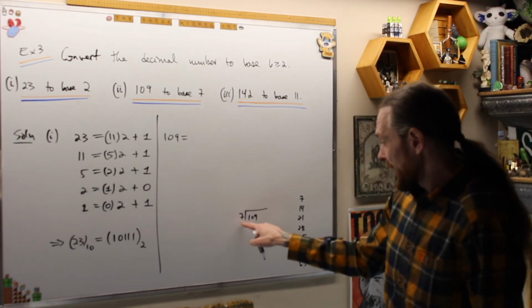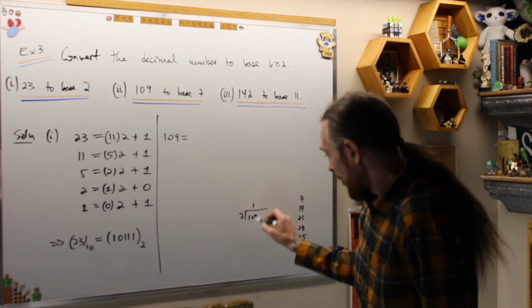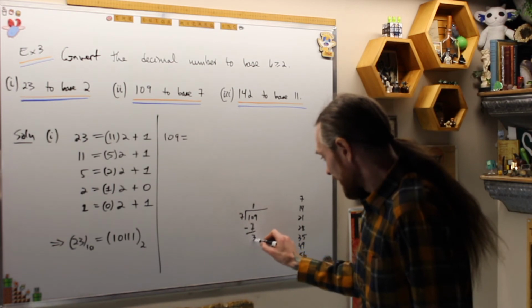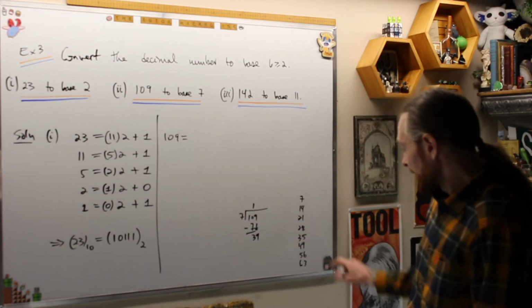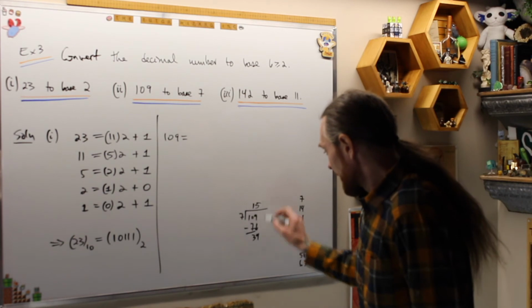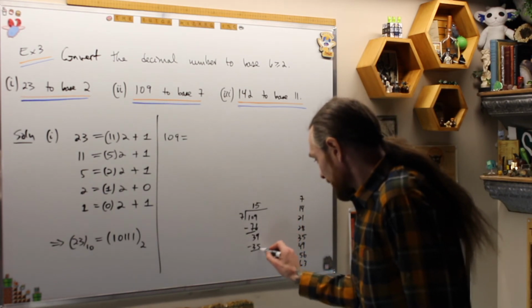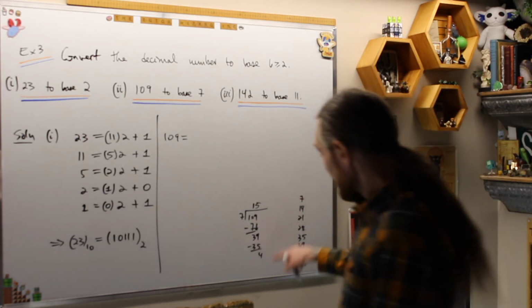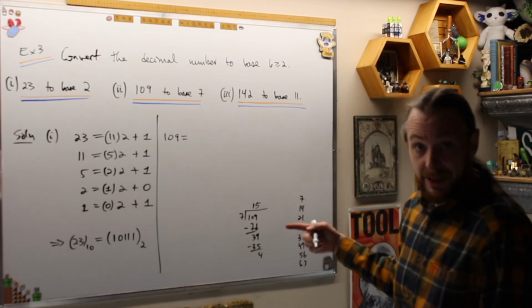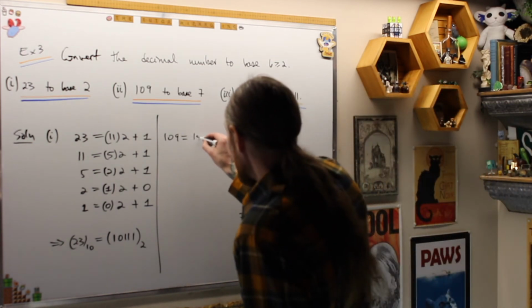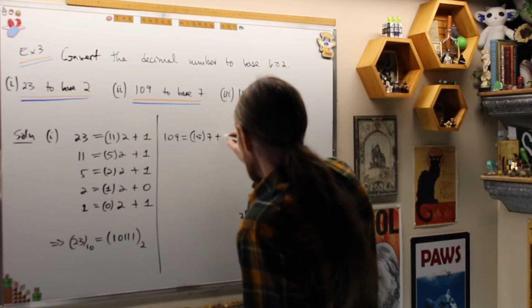So now what I'm saying is how many times does 7 go into 10 without going over? 1. I get 7, I subtract, and I get 39 after bringing this down. It should be a 5. I get 35, I subtract, and I get a 4. So what this says is the quotient and remainder when I use long division is that 109 is 15 groups of 7 plus 4.